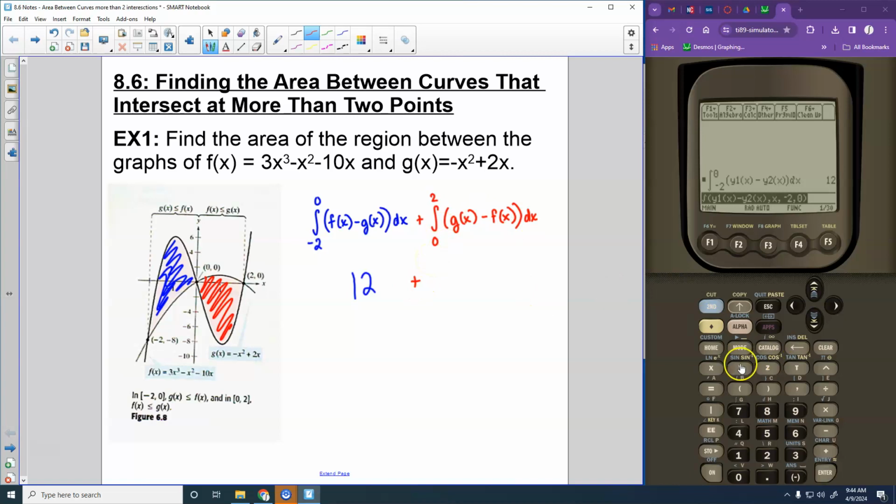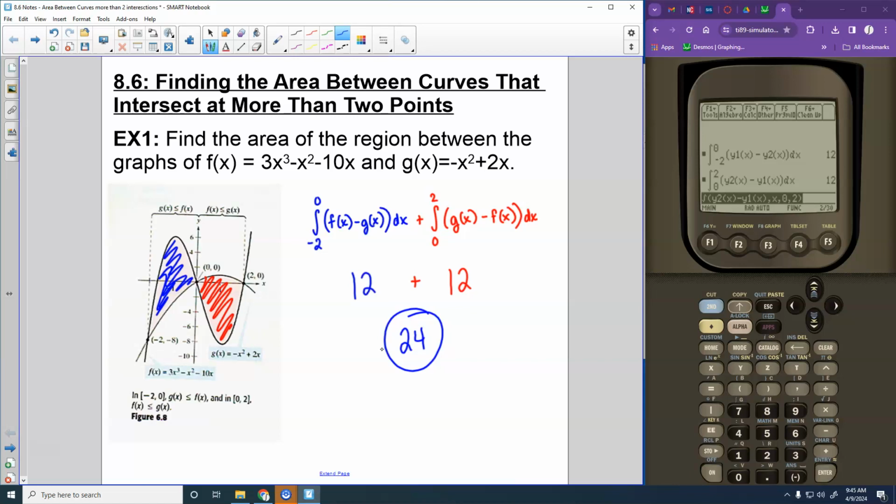And then if I go back and I switch it, I make it y2 minus y1, and I go from 0 to 2, I will get another 12. Those don't necessarily look like they're the same size, but they don't look like they're not either. And so you'll get 24 for your answer there. That's one that could be done by hand, but it would take forever to do it by hand.